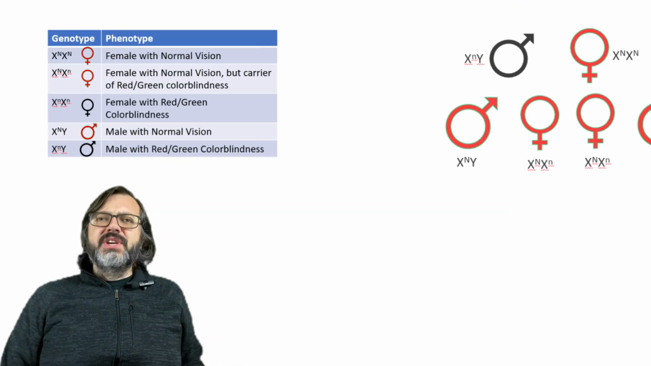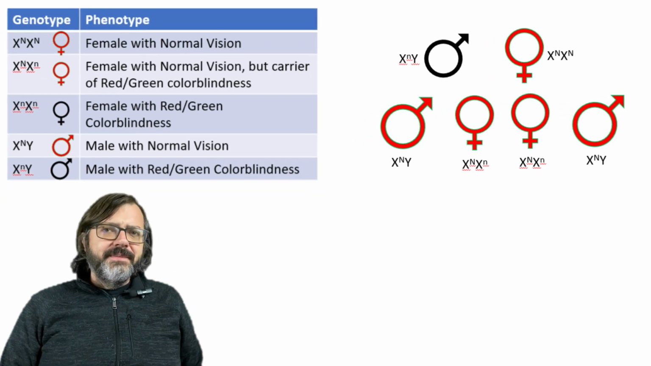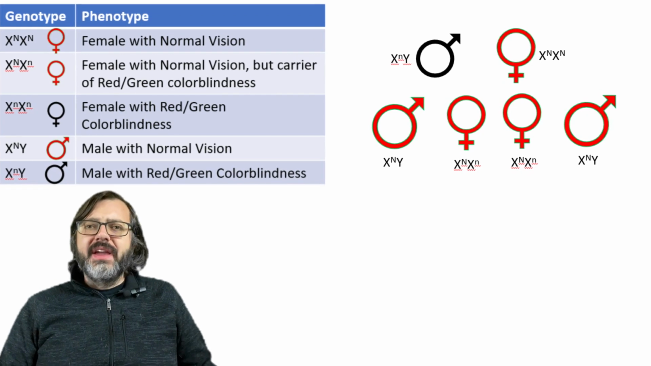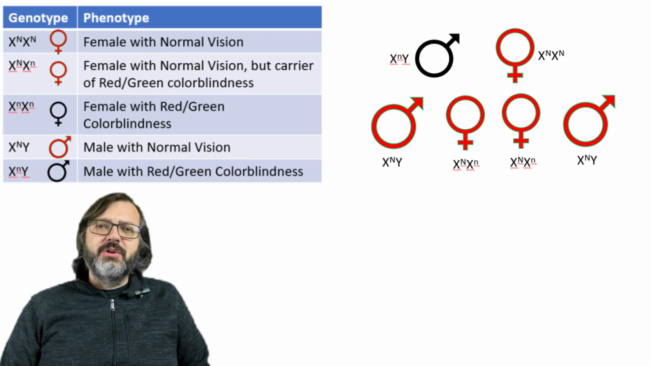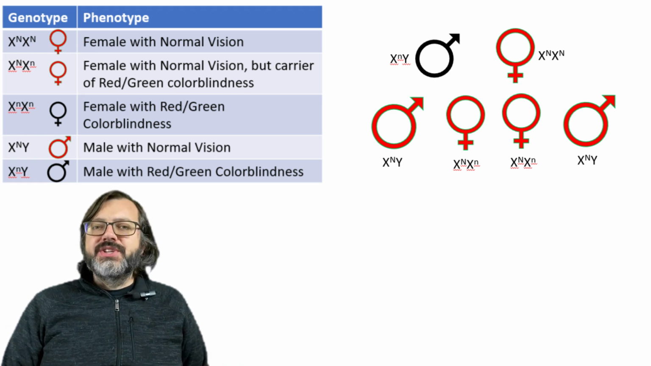So here are 2 scenarios. One where the father is colorblind, but the mother has normal vision and is not a carrier. None of their children will inherit color blindness, but all of the daughters will be carriers since they received the lone colorblind X from their father. Potentially, they could have colorblind children.